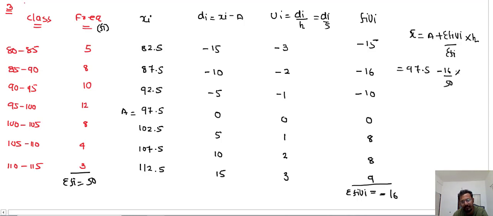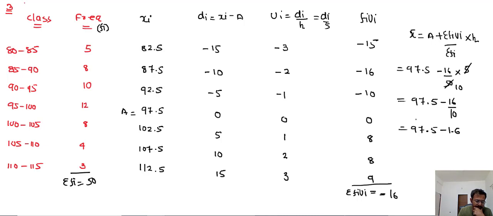Okay, if you subtract 1.6 from 97.5, you get approximately 95.9. So 97.5 minus 1.6, yeah, 95.9. The mean is 95.9. This is the way to find the mean by the step deviation method.